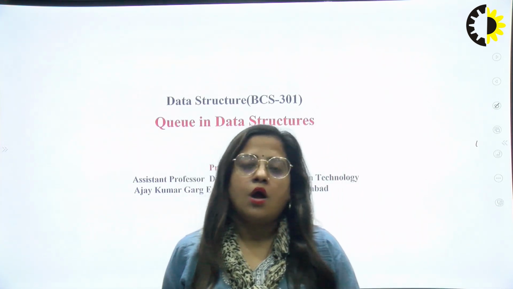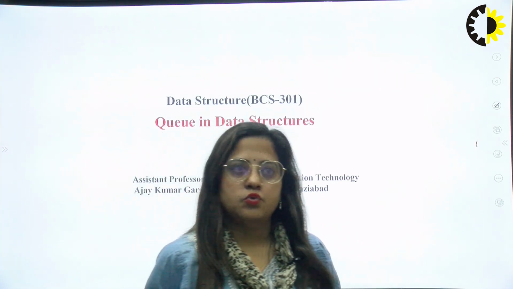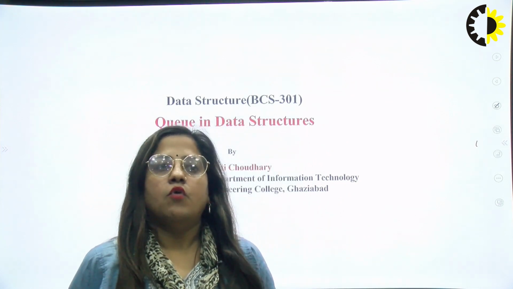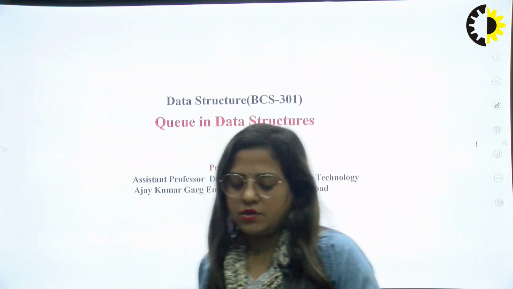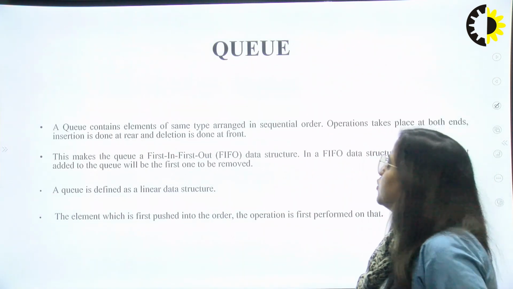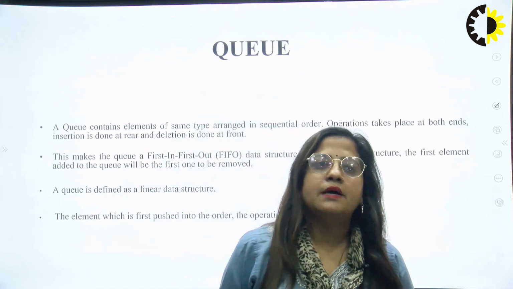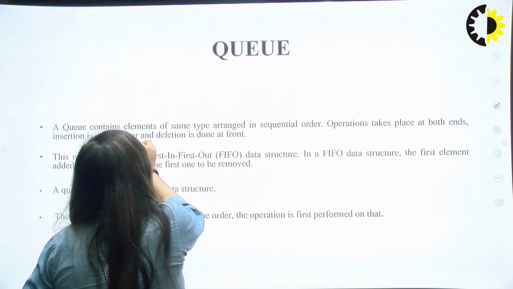What is a queue, what is the main application of a queue, why we use a queue in data structure and in the real world, and what the application types of DQ are. These are the topics we will cover. First one is queue. A queue contains elements of the same type arranged in a sequential order. It is also part of linear data structure.